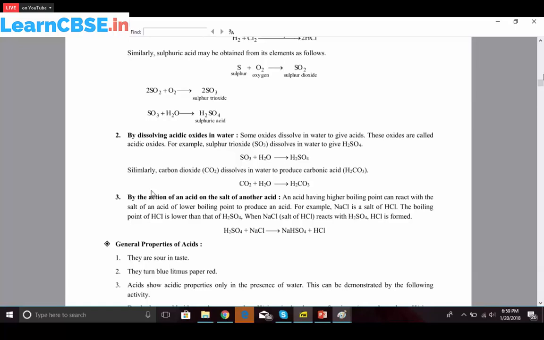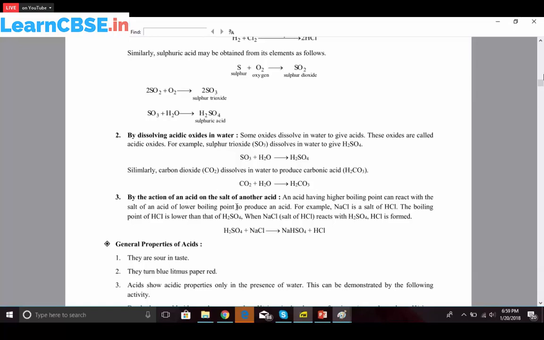This is nothing but sulfuric acid. Then similarly, carbon dioxide, CO2. Carbon is the non-metal which combines with oxygen. So carbon dioxide, when it dissolves in water, produces carbonic acid, H2CO3.